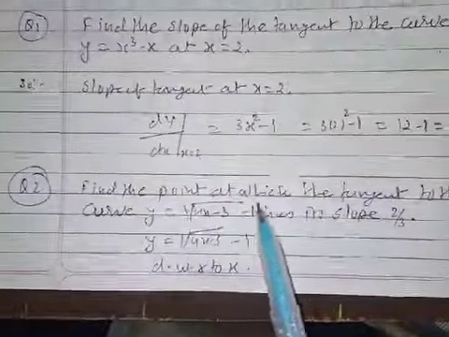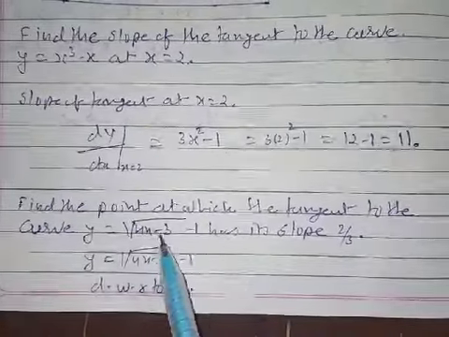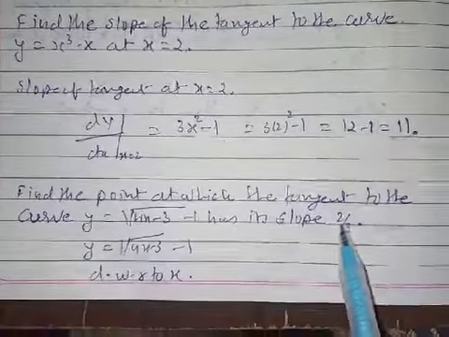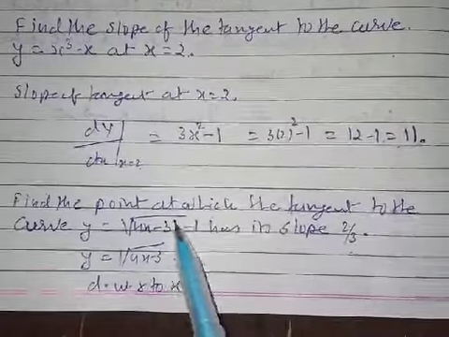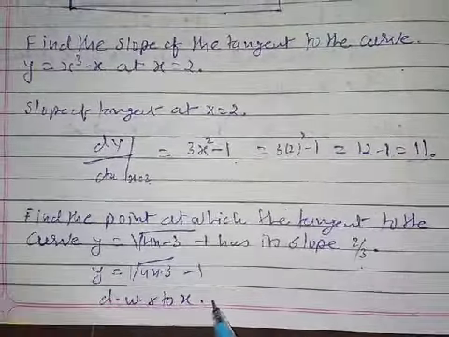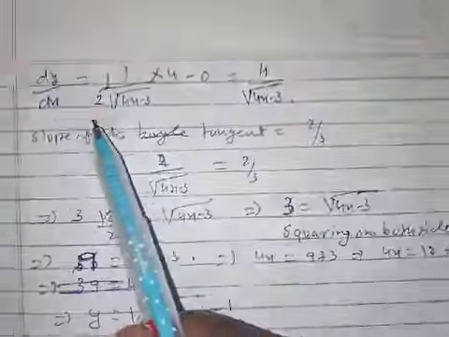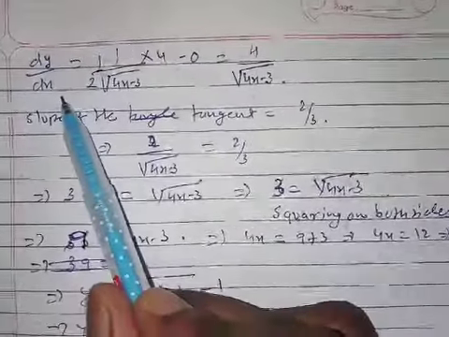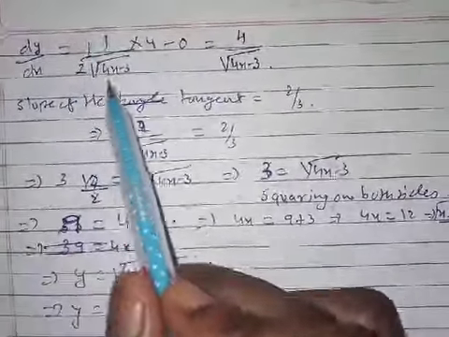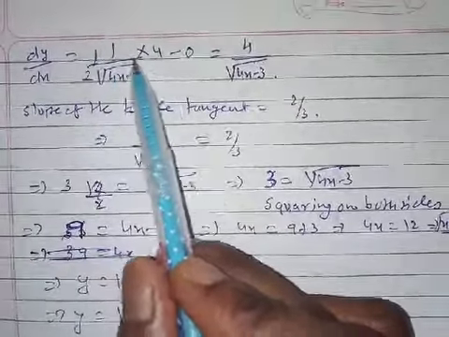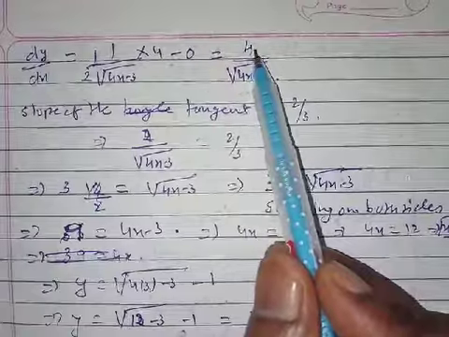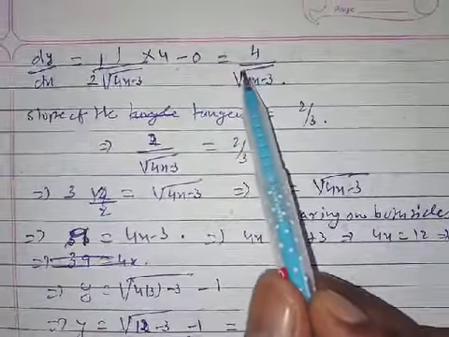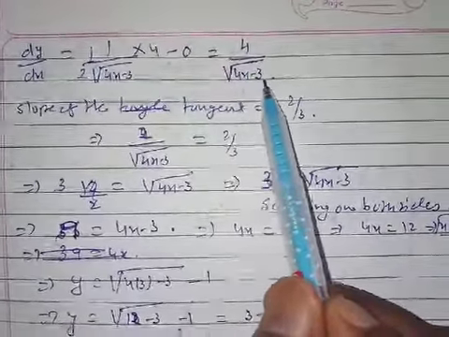Find the point at which the tangent to the curve y has its slope 2 by 3, where the slope will be 2 by 3. First you have to take the derivative with respect to x. If you take the derivative dy by dx, we know, with respect to the power, raised to the power half, then the derivative of this will be equal to 2 upon root under root 4x minus 3.